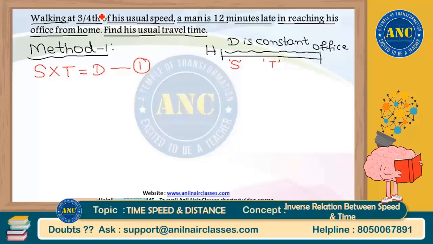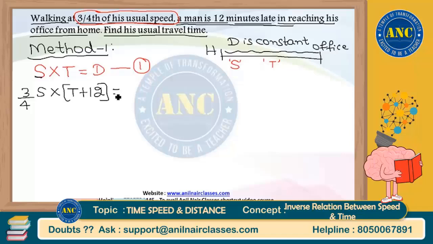But what is the question? Walking at 3/4 of his usual speed. Every day I used to travel at s kilometers per hour, but today because of some problem I am traveling at 3/4 of his usual speed. Because I am reducing my speed from s kilometers per hour to 3/4 of s, I will take more time to reach the office. How much more time will I take? A man is 12 minutes late in reaching the office from home. Every day s kilometers per hour. Today I traveled at 3/4 of s, and therefore I took 12 minutes more than t. 12 minutes late is nothing but 12 minutes more I took.